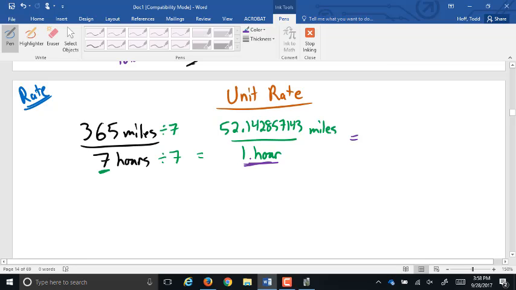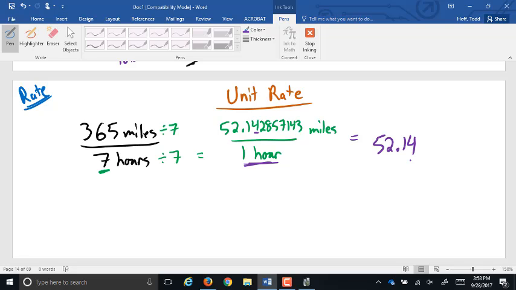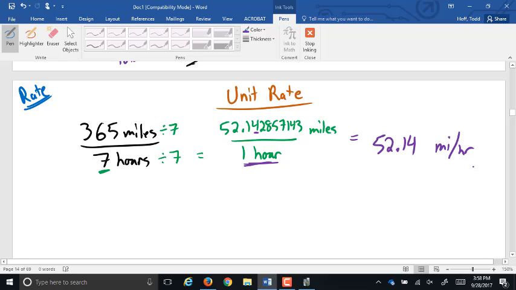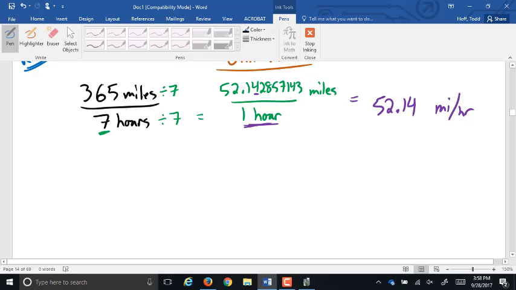Now, many times once we have it in a unit rate, we'll rewrite it. I'm going to round this to the nearest hundredth, so 52.14, first of all. And we disguise that appearance of a fraction. We take it out of the numbers and we disguise it within the units. So we might write it as miles per hour like that. In fact, there are many times where we disguise that appearance of the fraction even more. We eliminate it by the way we write the label on there.